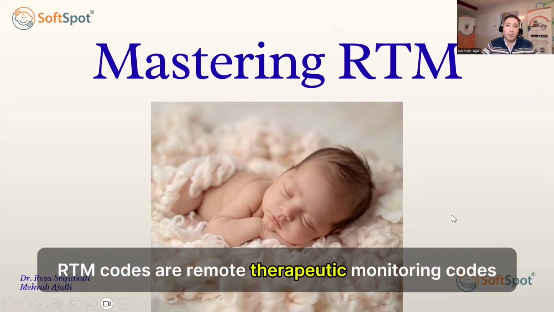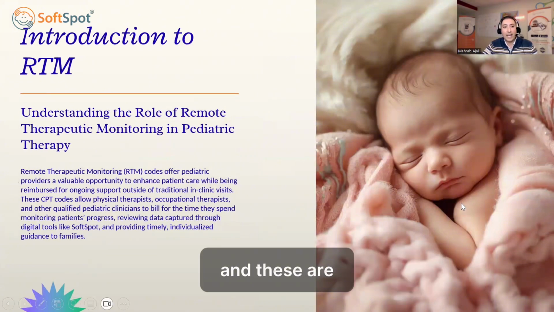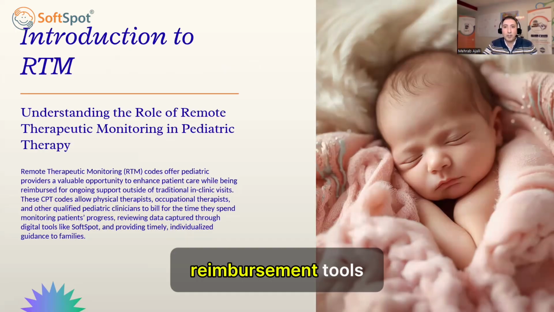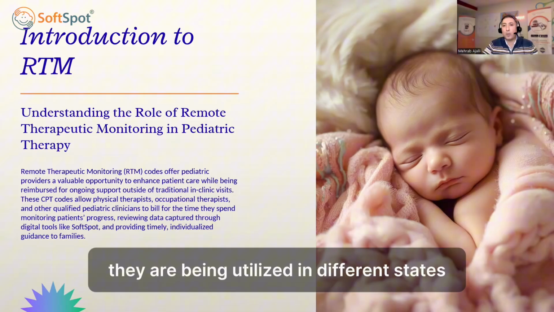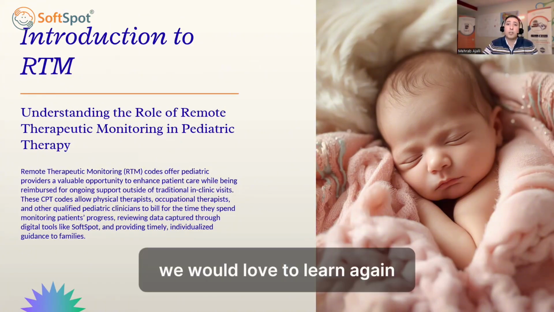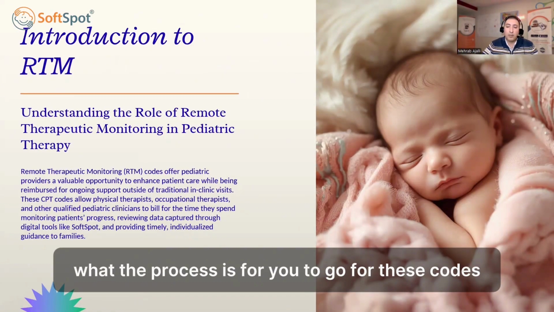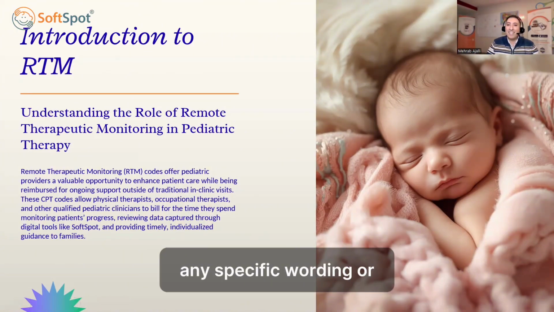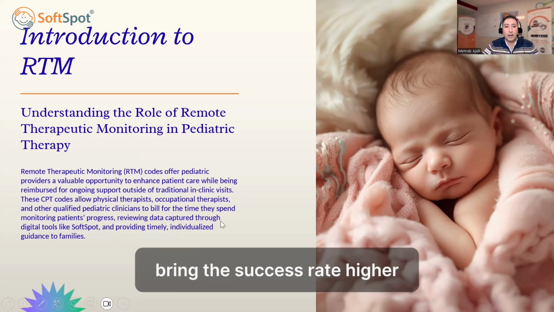RTM codes are remote therapeutic monitoring codes. They gained momentum after COVID, and these are ongoing reimbursement tools that can be utilized by you in your practice. They are being utilized in different states. We would love to learn, if you're in a specific state, what the process is for you to go for these codes and how successful you are, and whether you are using any specific wording or any tips to bring the success rate higher.